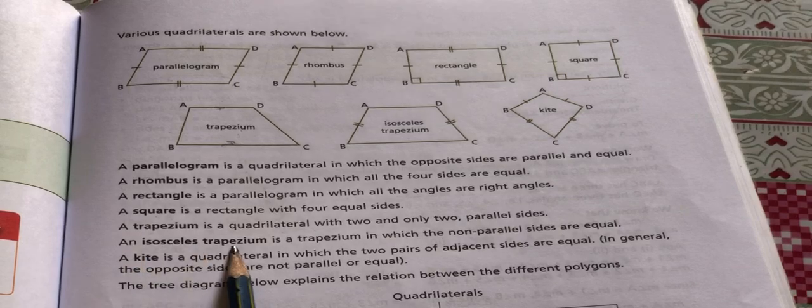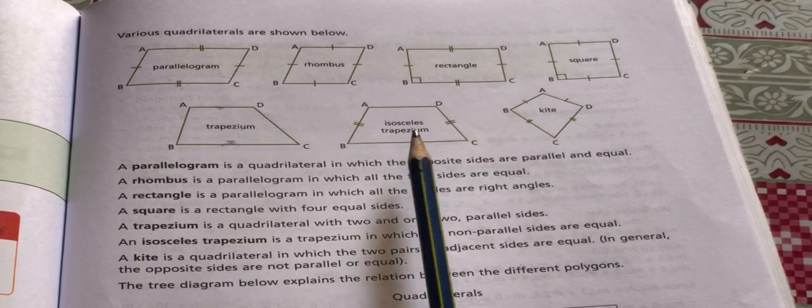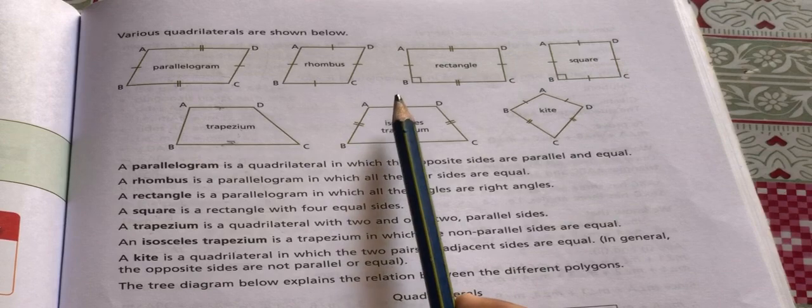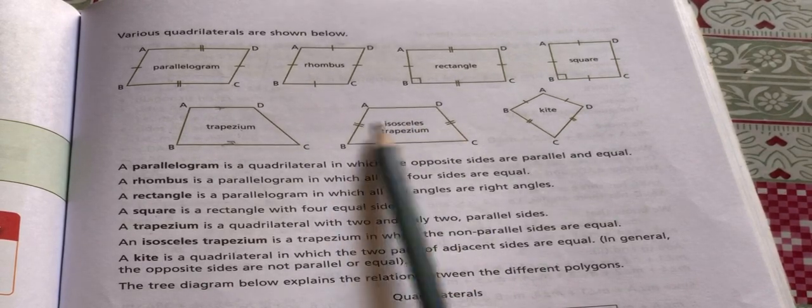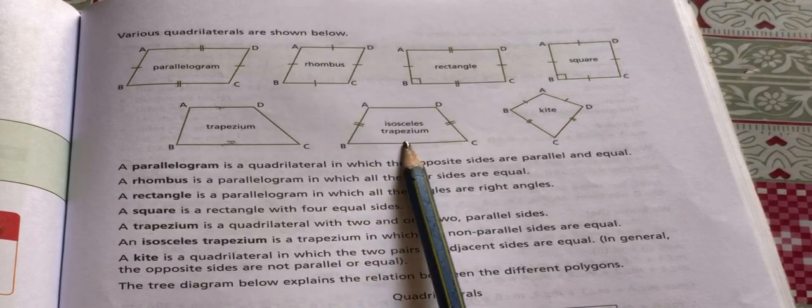Next one is an isosceles trapezium. In an isosceles trapezium, only two sides are parallel and the other two are equal in length. So we can say that it's an isosceles trapezium.